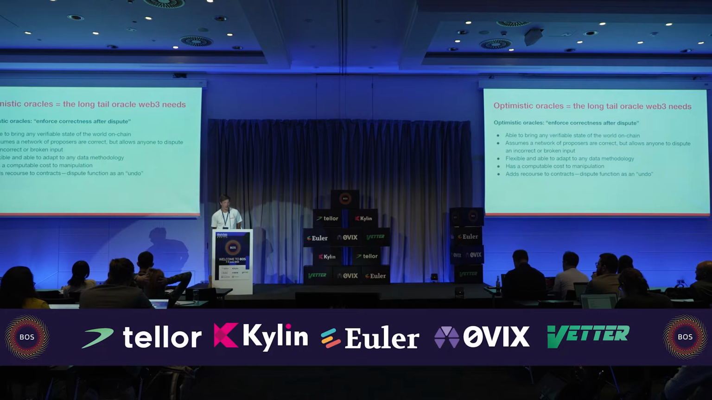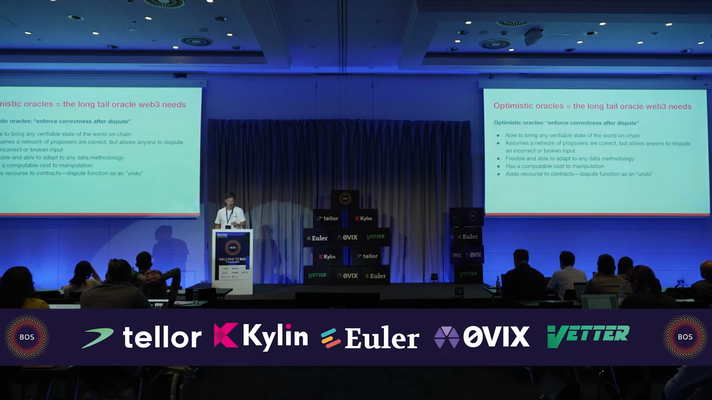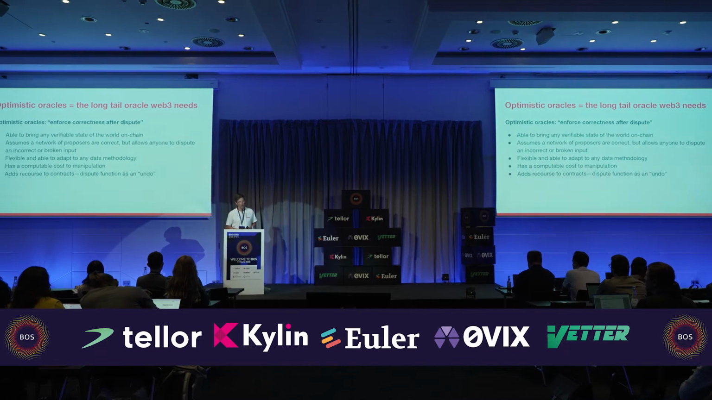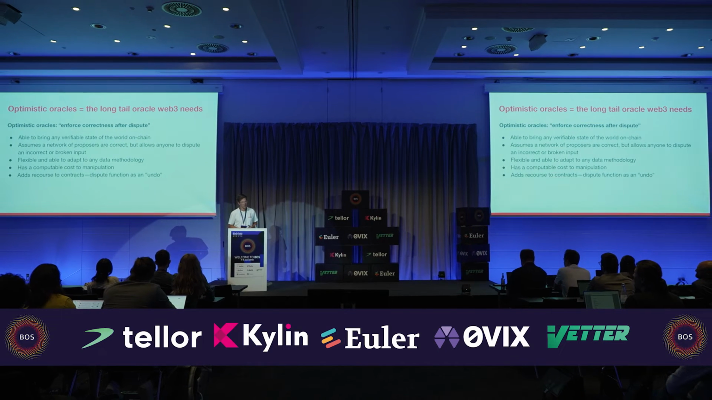And I think this type of design does in fact enable a lot of flexibility, where we can bring any verifiable state of the world on chain. The requirement here is simply that we have a network of proposers that exist to propose prices, as well as a network of disputers that will challenge them if they're incorrect. And this design is highly flexible and generalized to support any type of data methodology. It has a really low cost to operate. You only need one honest disputer online at any time to keep these things honest. And I'd further add that it adds a really cool form of recourse that I think is otherwise missing from a lot of Oracle systems, where the dispute process itself can function as a sort of undo button if something does go wrong.